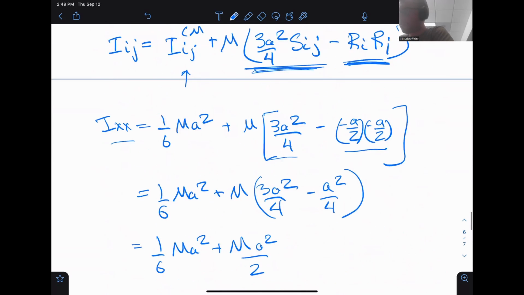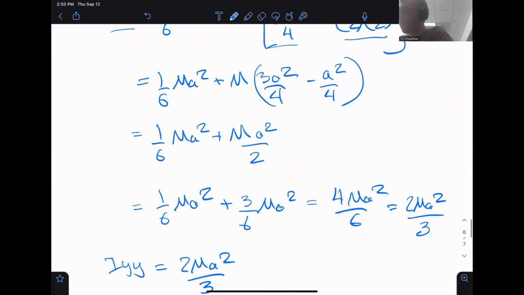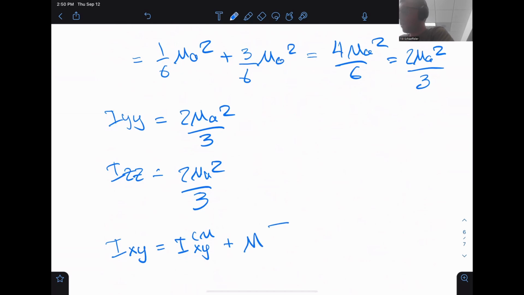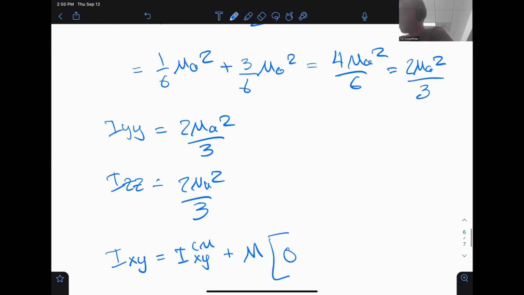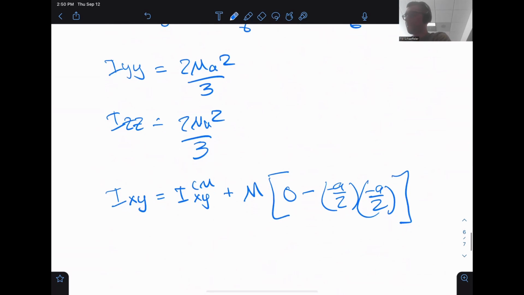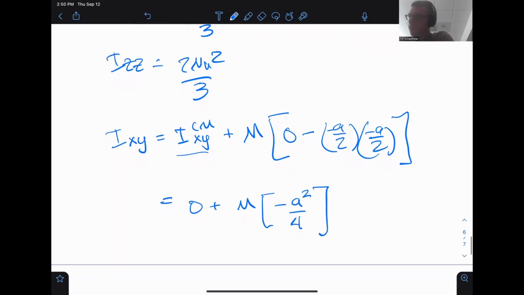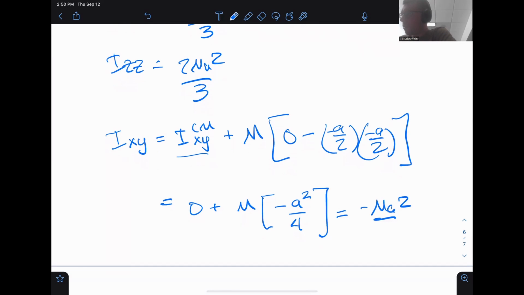That would be equal to I_xy from the center of mass plus m. And now this first part is going to give us 0 because the delta function is not going to hit. And then we're just left with minus negative a over 2 times negative a over 2. And the off-diagonal element from the center of mass was 0. So we get 0 plus m times minus a squared divided by 4, which is negative ma squared over 4.